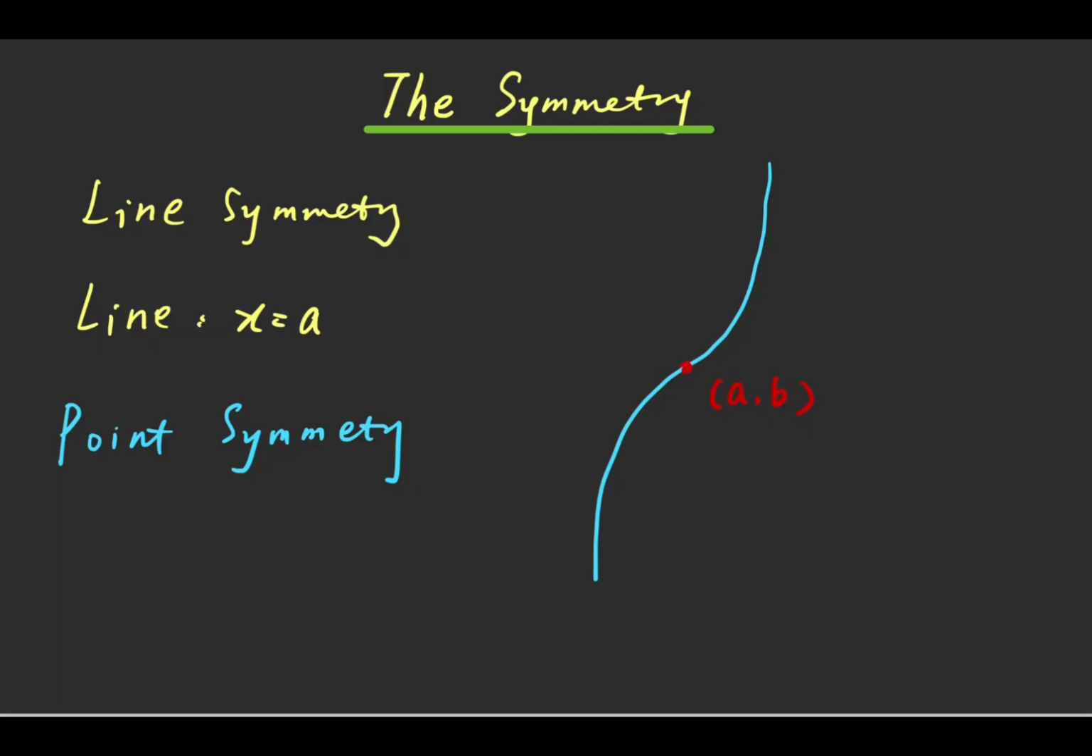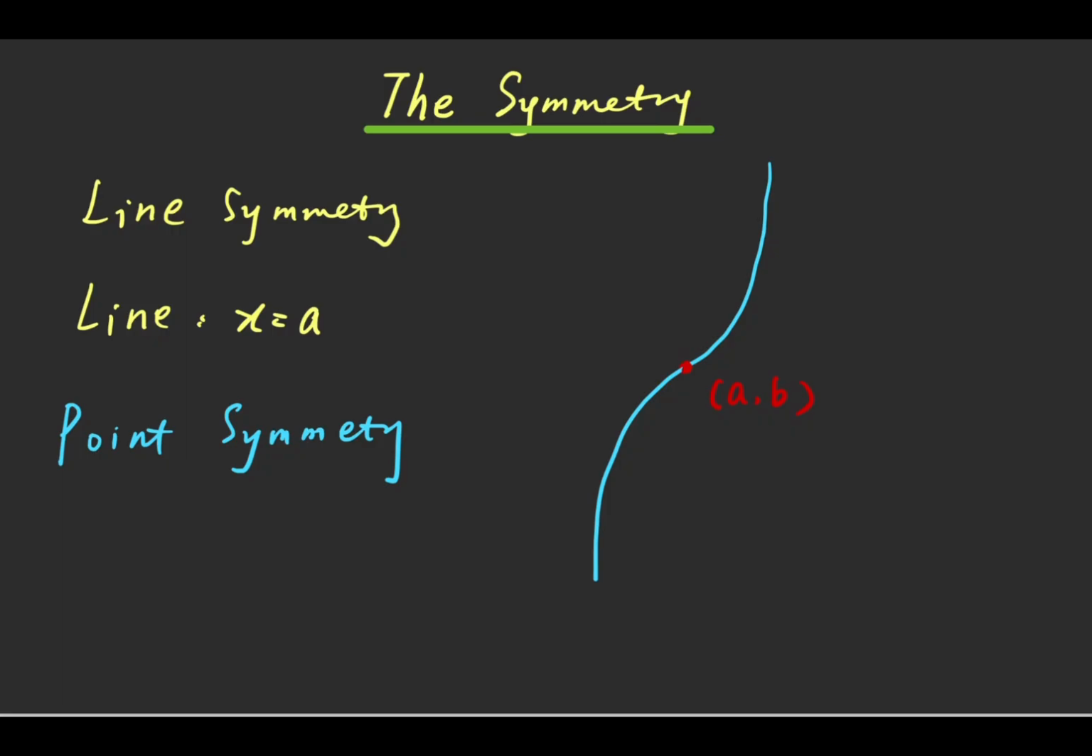If each part of the graph on one side of this point (a, b) can be rotated 180 degrees to coincide with the part of the graph on the other side of (a, b). We say this part, it's composed of points, and this part can be rotated 180 degrees to coincide with the other part. You can understand the situation like this.